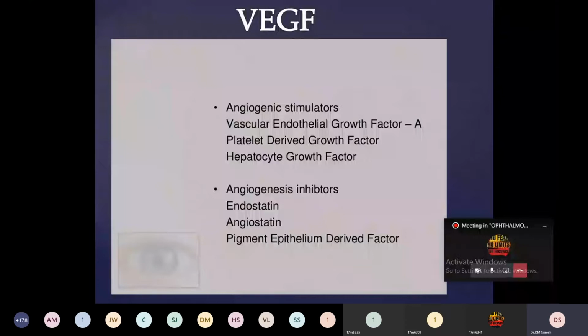Whenever you know something about angiogenic stimulators, you should also learn about angiogenesis inhibitors. Endostatin, angiostatin, and pigment epithelium derived factor are known as angiogenesis inhibitors.